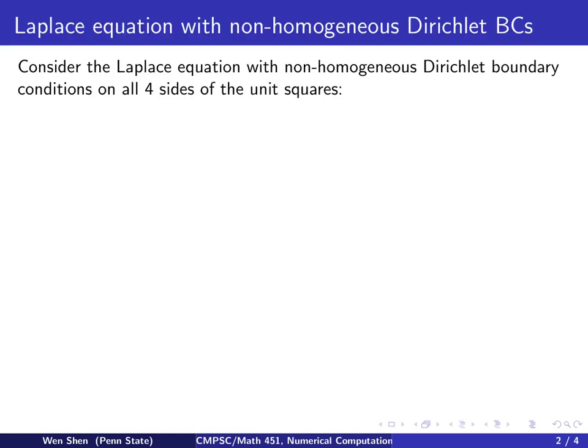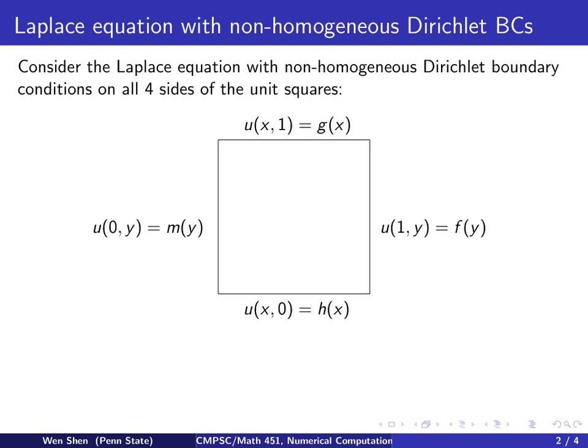In this video, we take a look at a Laplace equation with the more general non-homogeneous Dirichlet boundary conditions. Last time we looked at a condition where three sides are homogeneous and only one side is non-homogeneous. In this lecture, we look at a general non-homogeneous case. So we would assign values of u on all four sides of the unit square. So this will be our boundary condition.